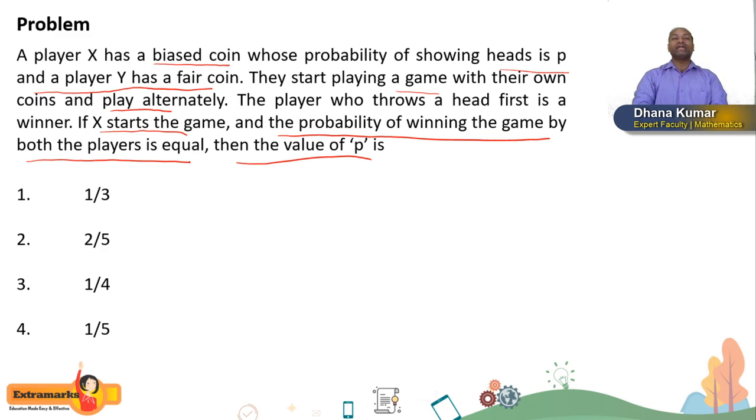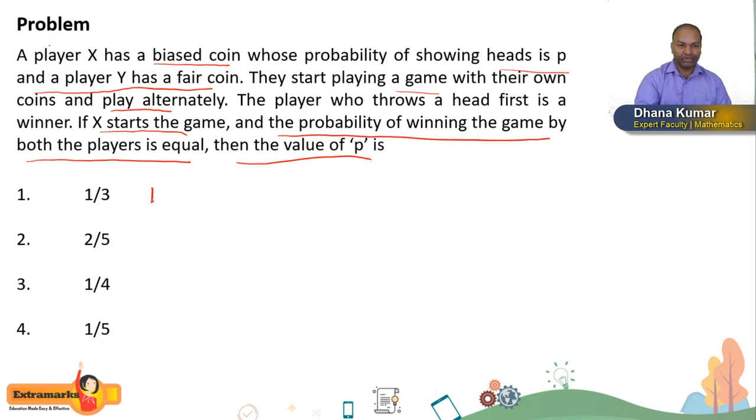You observe that it is not mentioned. Not mentioned means how many times, we don't know. Means you have to consider as infinite number of times. Point understood? Right. So X and Y toss a coin. How many times here? Infinite number of times. Okay. Now first, coming to X person.